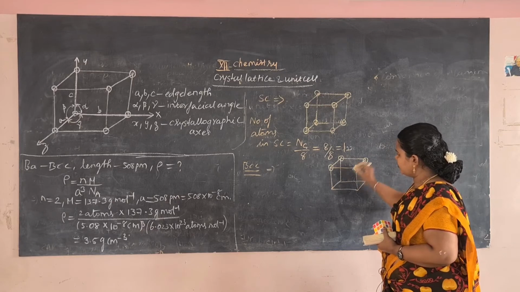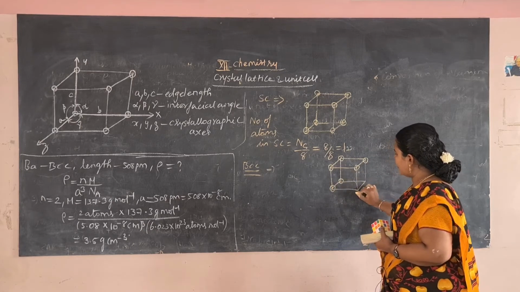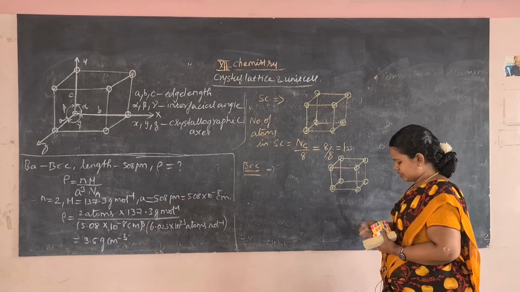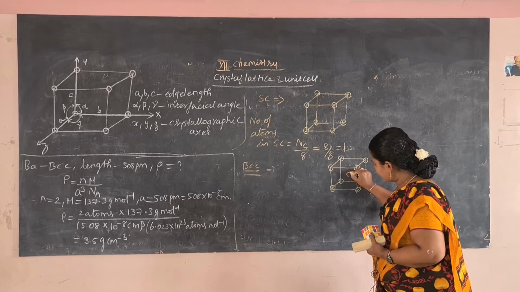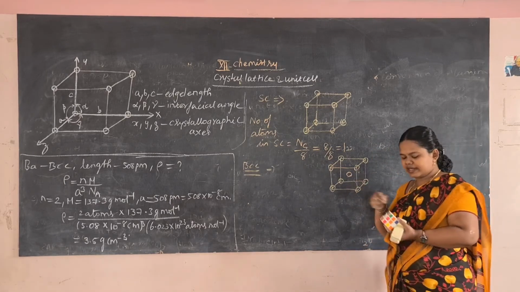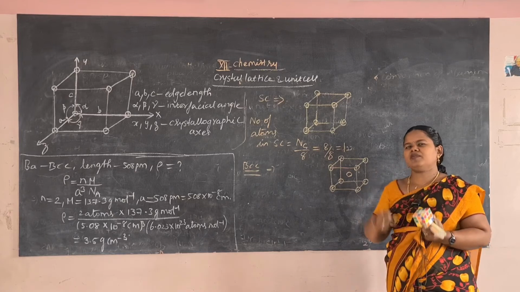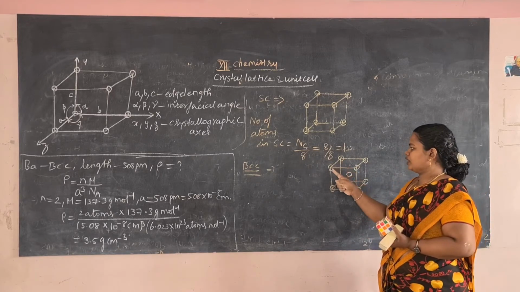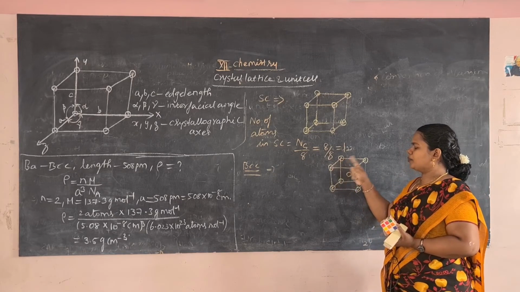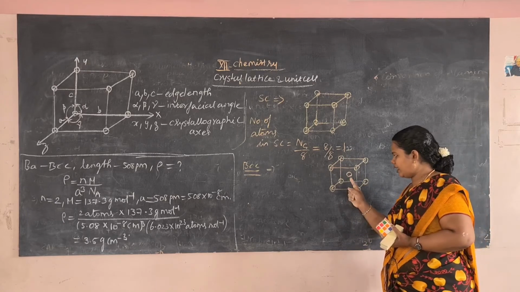Similar kind of atom will be present in the corner. Apart from that, one atom will be present at the center. One atom will be present at the body center, inside the body of the cube. So here you can see 8 atoms at the corner and 1 atom at the center.